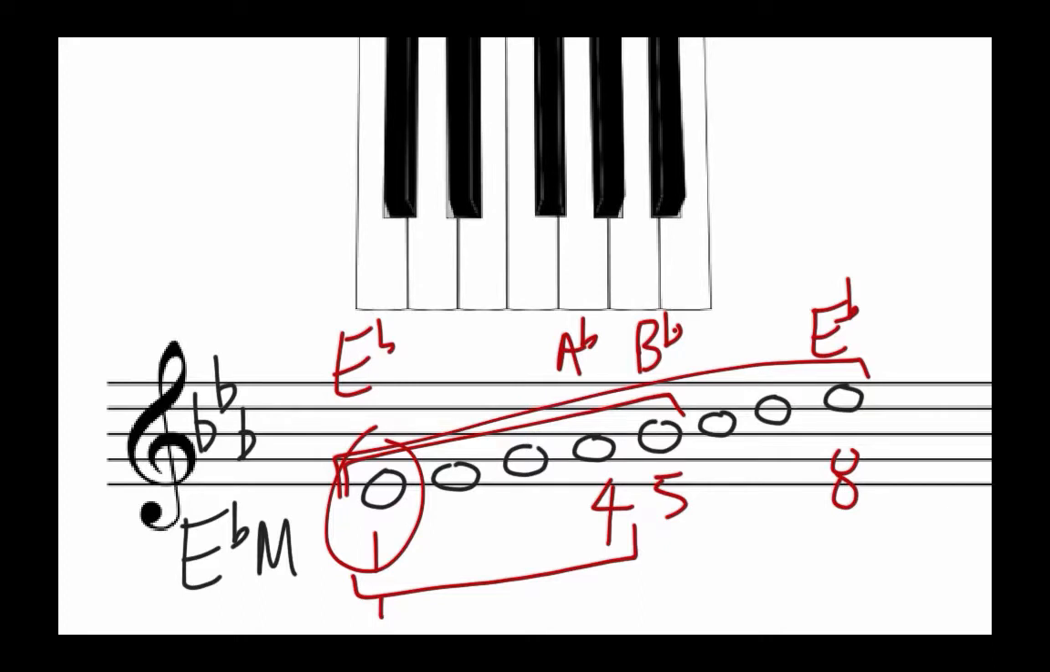Now, to explain why they're called perfect, any interval that is the same in major and minor is considered perfect. So for instance, if instead of E flat major, I was in the key of E flat minor, I would still have my first scale degree be an E flat. I would still have my fourth scale degree be A flat. My fifth would be B flat, and my eighth would be E flat. And I'll show you that in just a second.